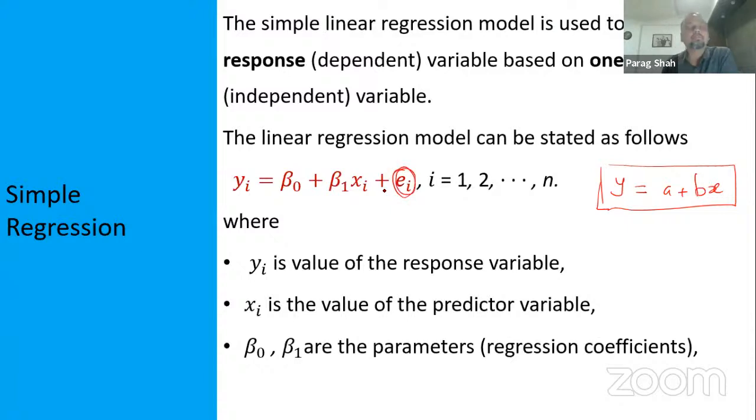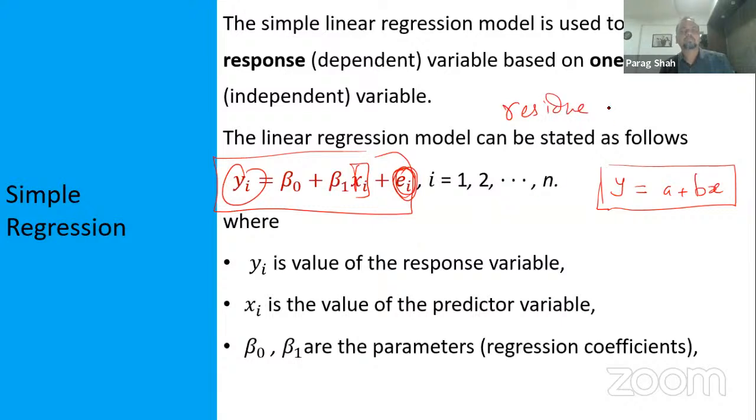Why will there be an error term? Because you'll not be able to exactly predict your y based on x and this model. There will be some error to it, so we have to include that error here. It is also called the residue, or simply the error.